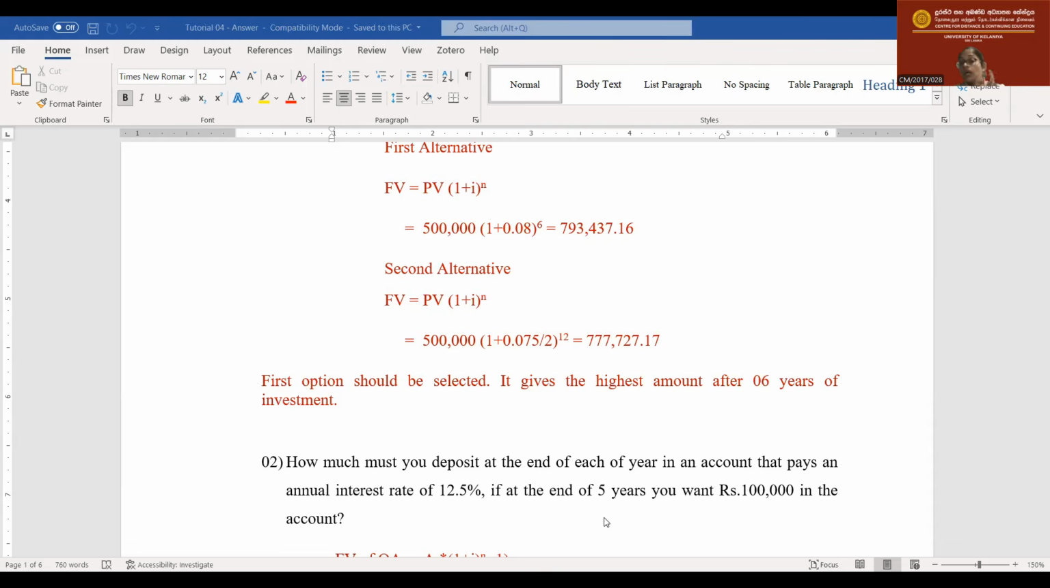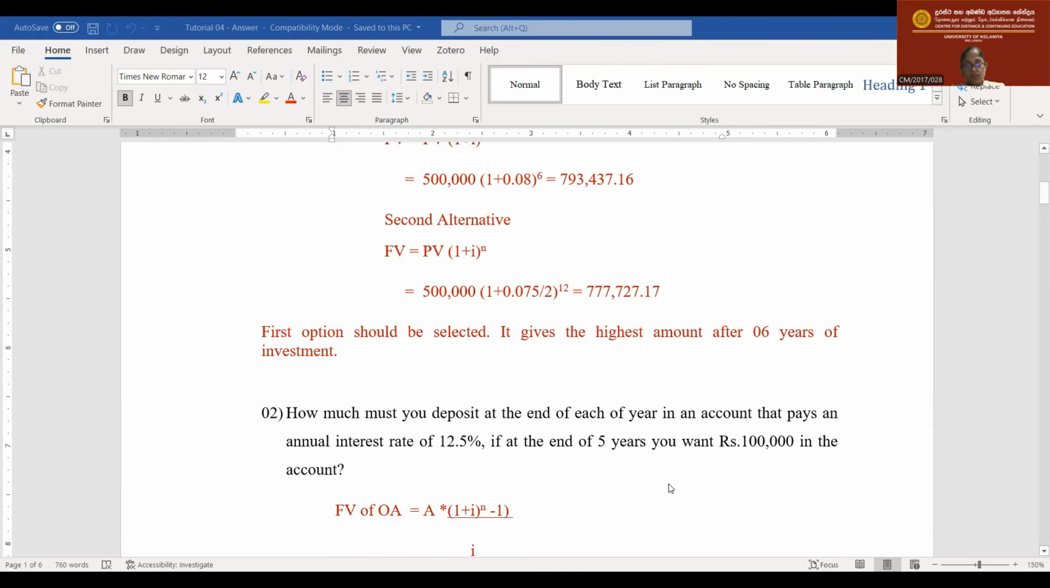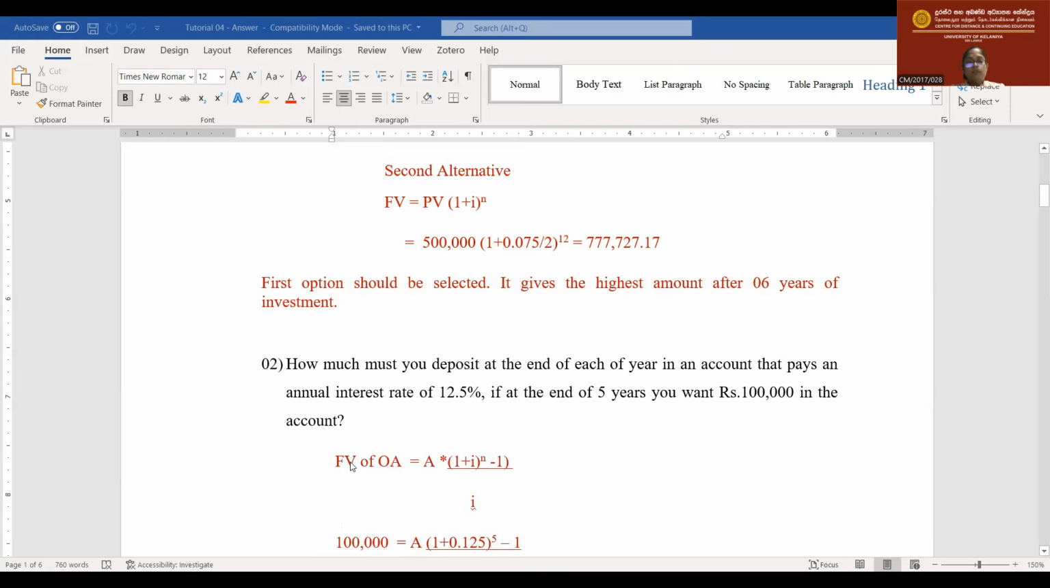But when it comes to this question, at the end of 5 years we want 100,000 means end, ordinary annuity thing, right? End of 5 years, if we want 100,000 means, of course, it's definitely a kind of future value. Therefore, we can use the future value of ordinary annuity formula for this question, right? Same thing, future value of ordinary annuity, how do we have to calculate the value as A multiplied by 1 plus I power of n minus 1.